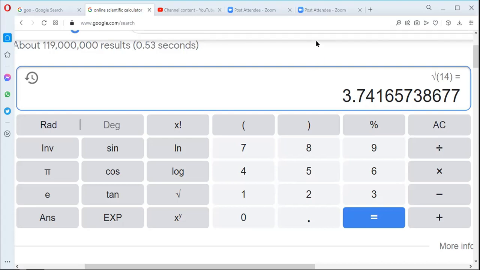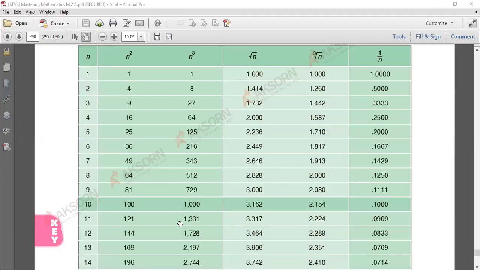And if you want to use the square root table, I will show you the square root table. Now we need the square root of 14. The square root, you use this one where there is the sign of square root, then n. So the square root of 14, 14 is here. So the square root of 14 is here, 3.742. You remember on the calculator, we had 3.741. And I told you that we need 2 decimal places, so we shall take 3.74. So you can see that it is the same.